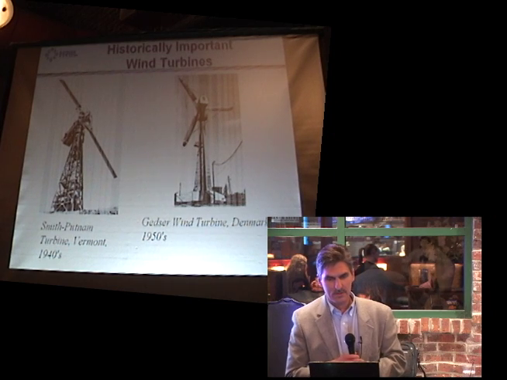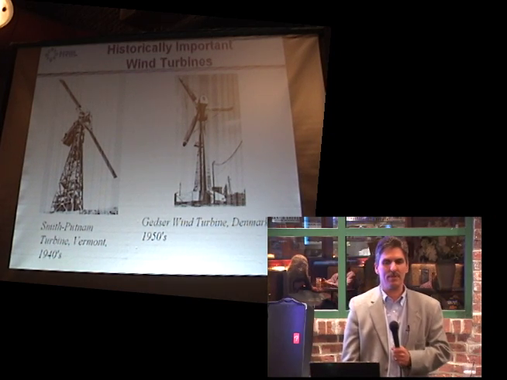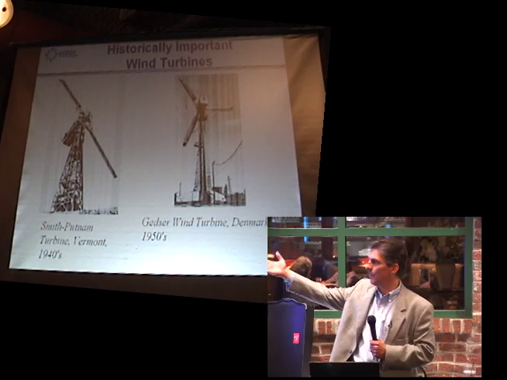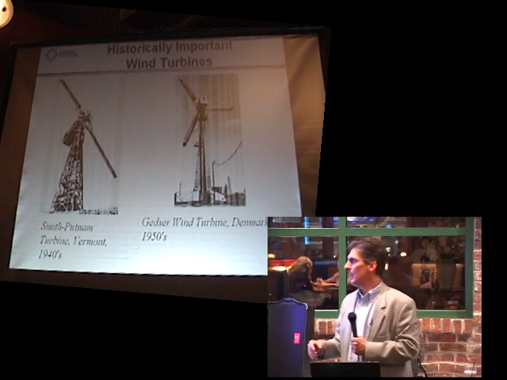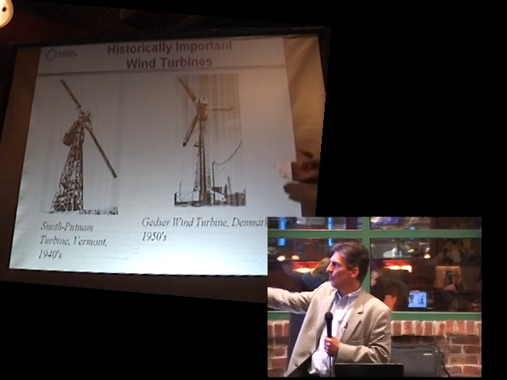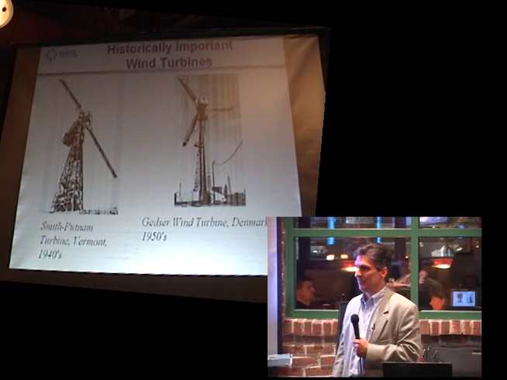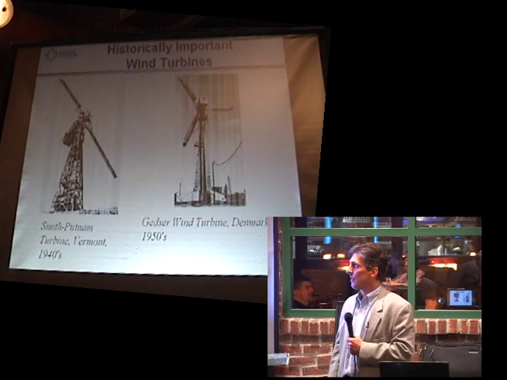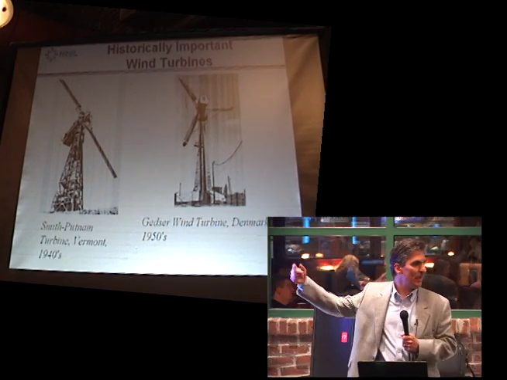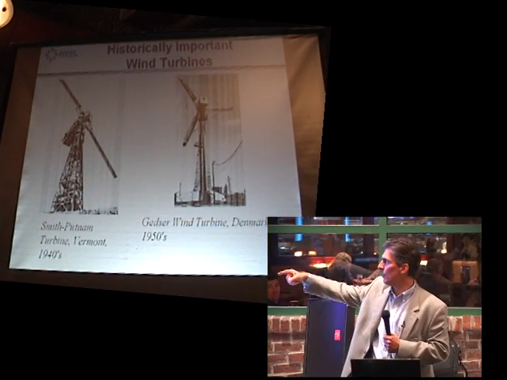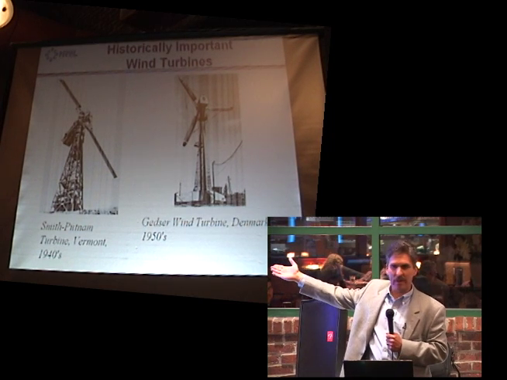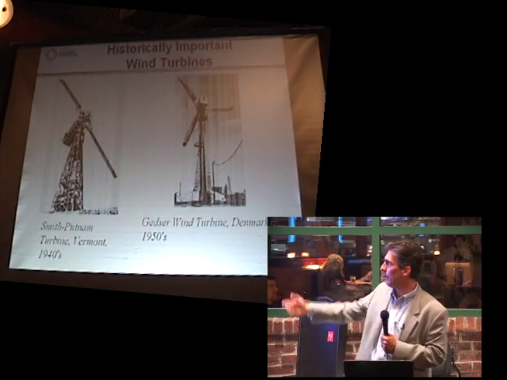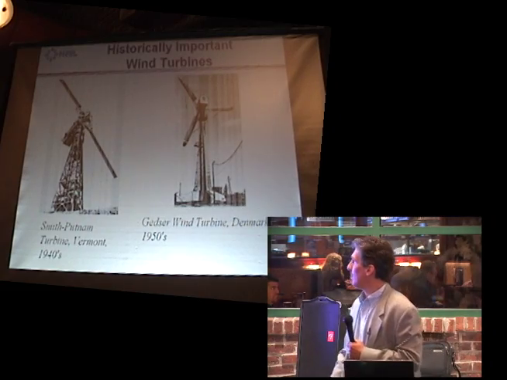The historically important wind turbines. These are historically important because they're really the precursors to the modern electric wind turbine. Smith-Putnam was built during World War II, a megawatt-sized machine in Vermont that self-destructed because they didn't have enough steel to repair it during World War II. And the Gedser machine was the prototype for all the Danish wind turbines that you see today. Three-bladed upwind design.